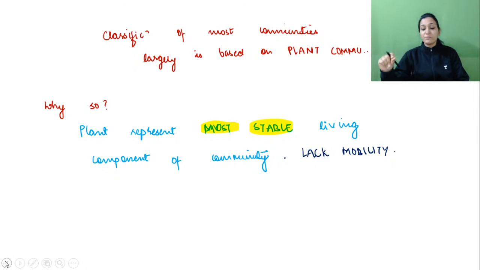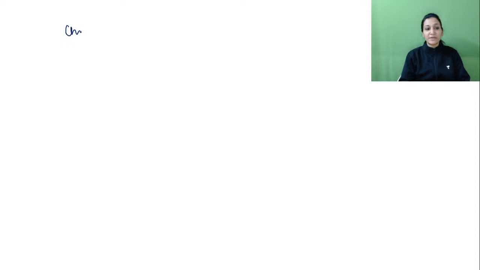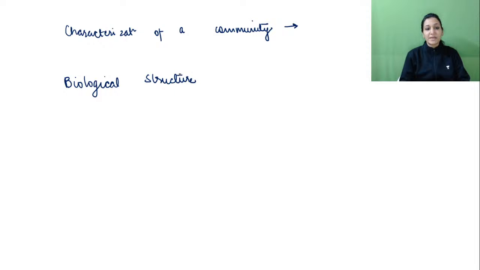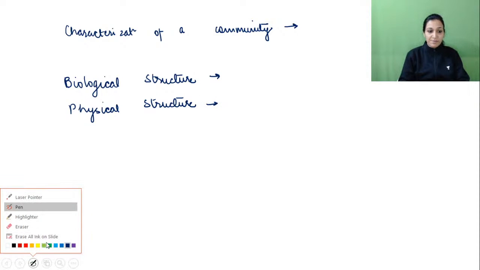Now, characterization of community is based on two things, that is biological structure and physical structure. So we are going to see that characterization of community. We have seen it depends on two. So characterization of a community is based on biological structure, that is, what all species are there, and it depends on the physical structure. Biological and physical structure. Let us understand this in a very simple manner.